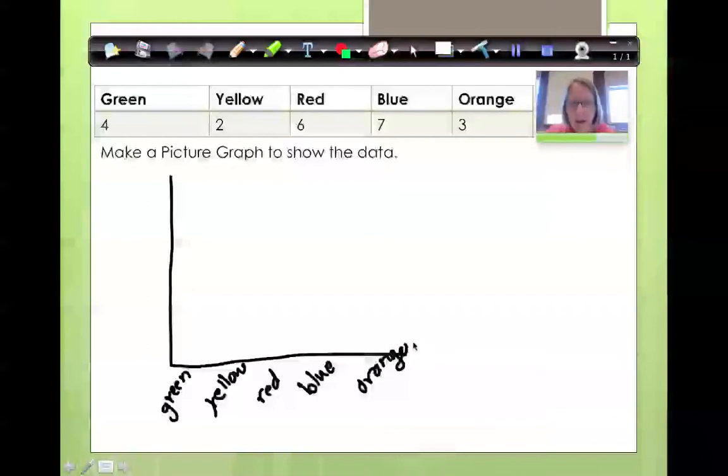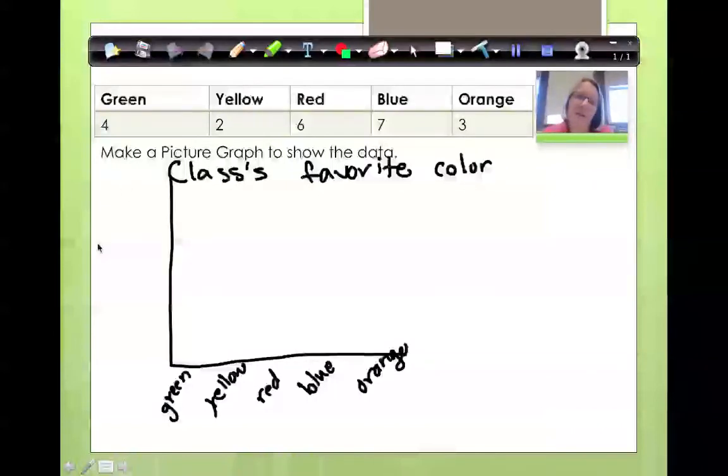Okay? Now, we have to have a title. So, class, we'll say the class's favorite color. There's our title. Now we have to label this over here. This will be our kids, our students. Okay? And this is our color. So we're going to write colors here.